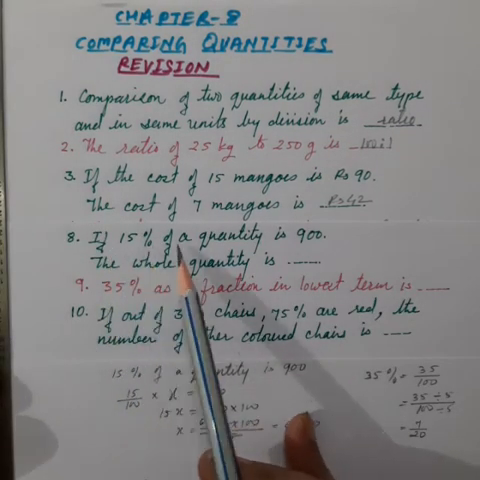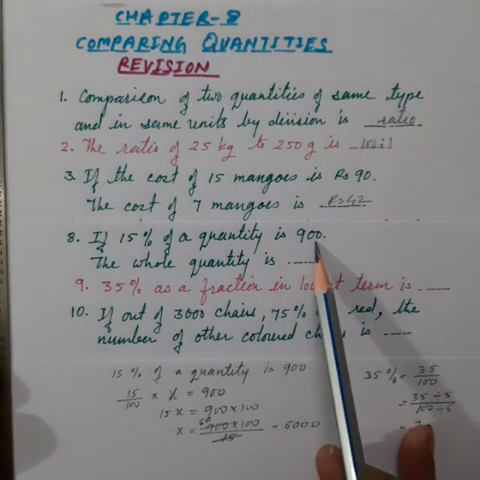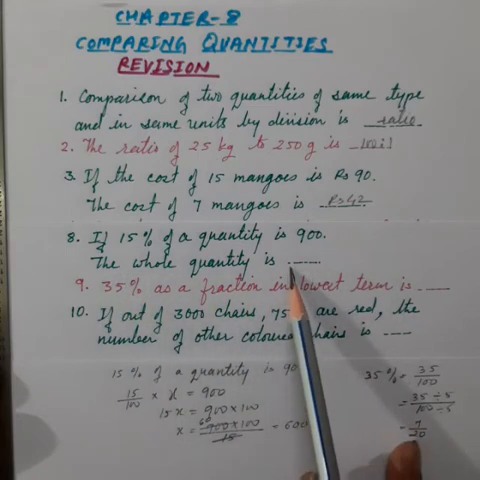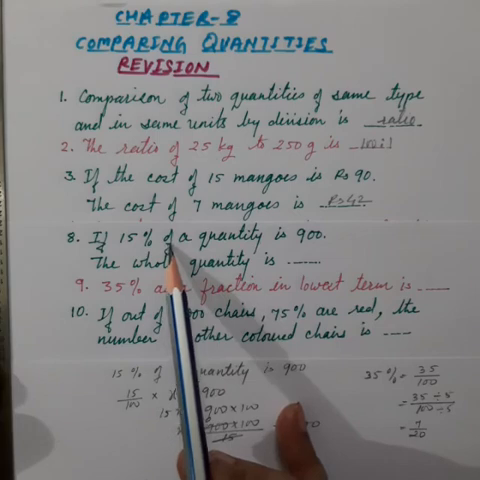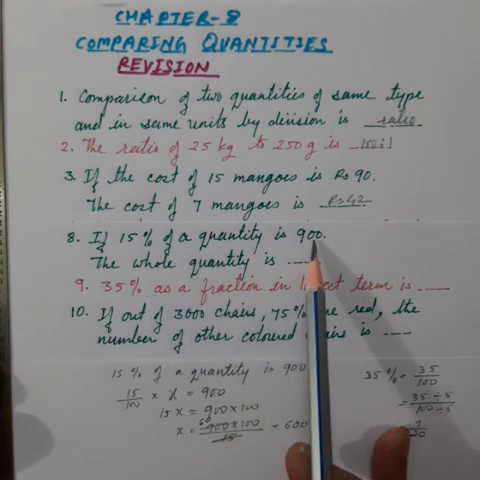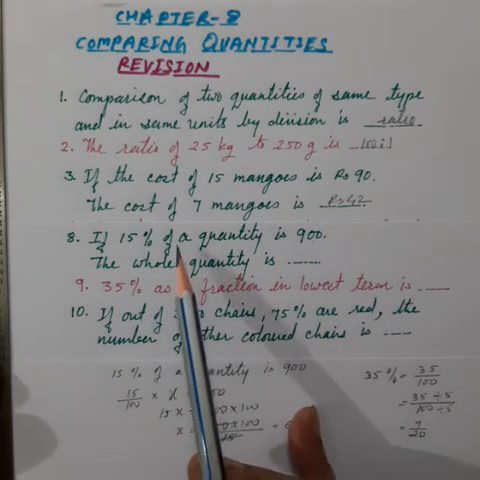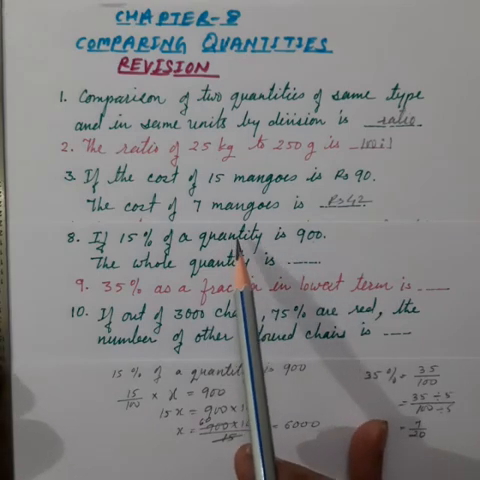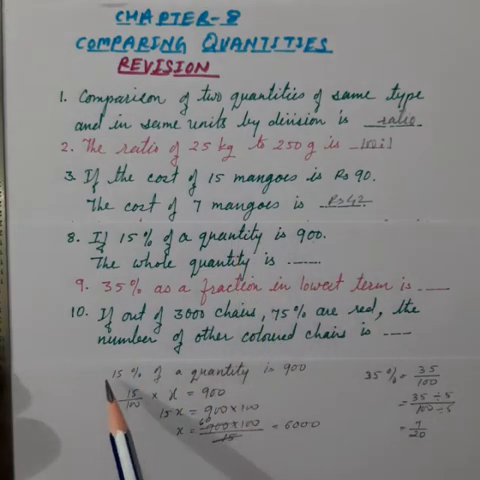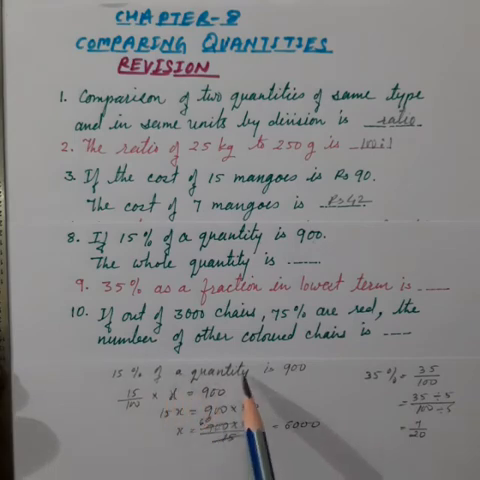If 15% of a quantity is 900, what is the whole quantity? Here 15% of an unknown quantity is given as 900, and we have to find out that unknown quantity. Let us write the equation for this statement. 15% of an unknown quantity is 900.